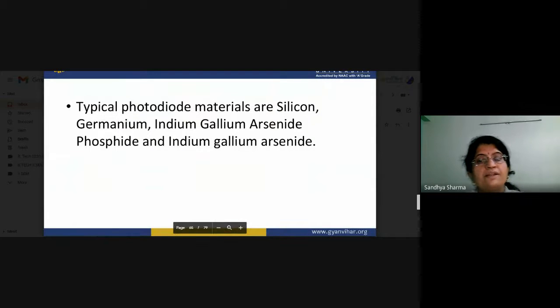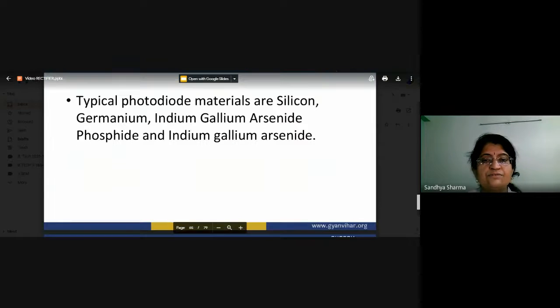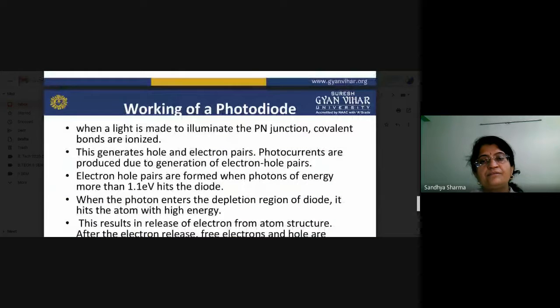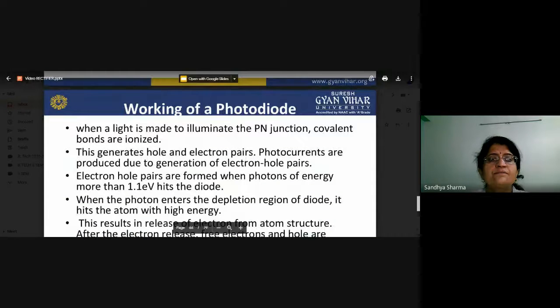Now, photodiode materials. If we are talking about the photodiode material, that is silicon, germanium, indium gallium arsenide, phosphide, and indium gallium arsenide. So those are the different types of material used for making the photodiode. So what is the basic working?